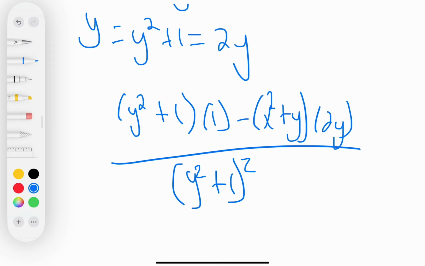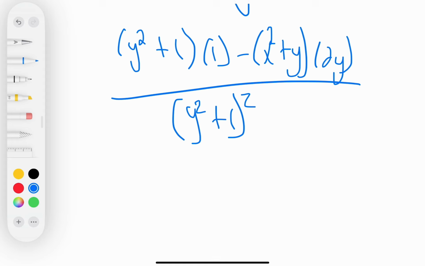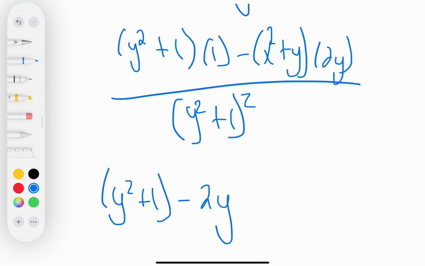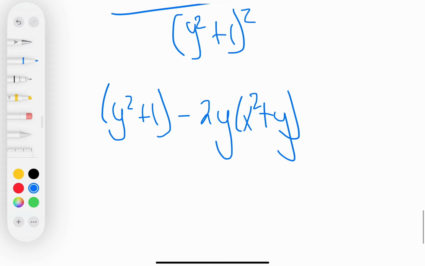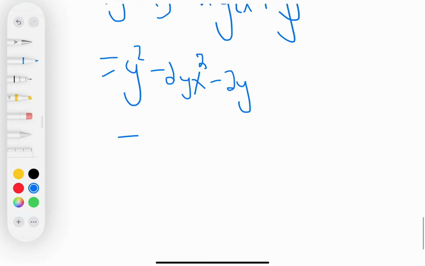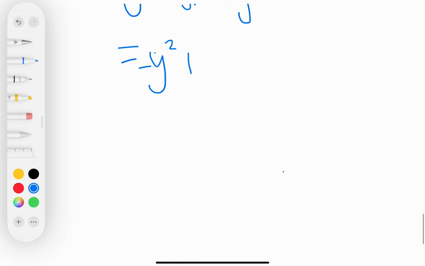Now, you want to simplify everything, which is kind of a pain, but you can leave it like this, though I think the better thing for you to do is simplify. So y² + 1 minus 2y times (x² + y). This is going to be 2x²y plus 2y². So we just want to combine that: y² minus 2y² combined again, minus 2x²y plus 1.